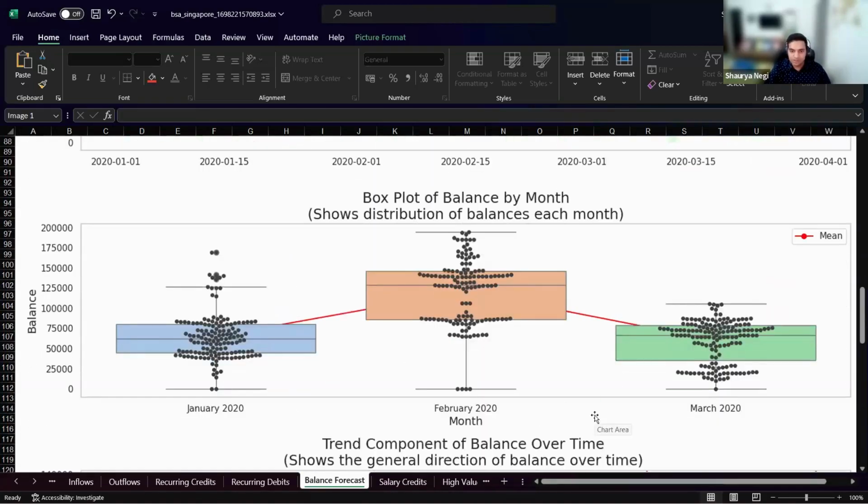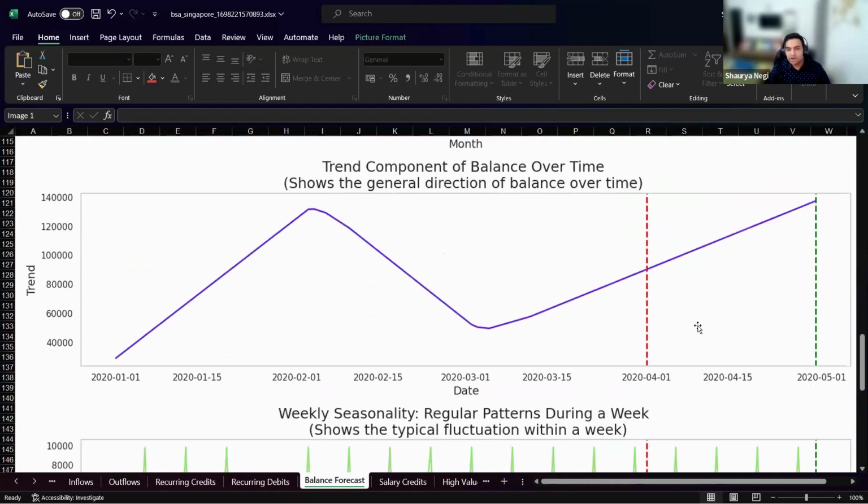This is another plot, the box plot. Again, this shows the distribution of balances each month. The black dots are the balances of each day of every month. You can see that the balances in January 2020 and March 2020 are approximately the same. The boxes are at the same level, but the box of February is much higher comparatively. So this again validates our hypothesis that the balances of February were approximately double those of January and March. This is the trend component of balance.